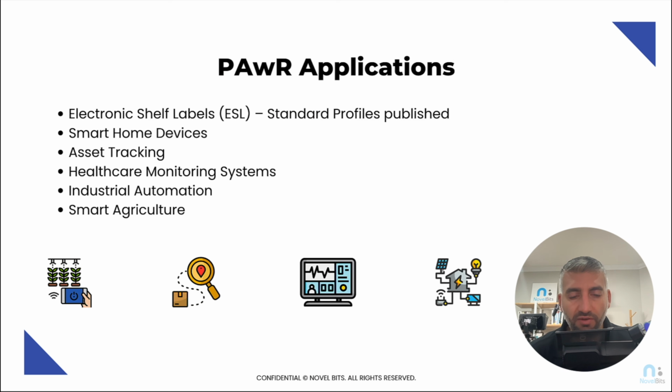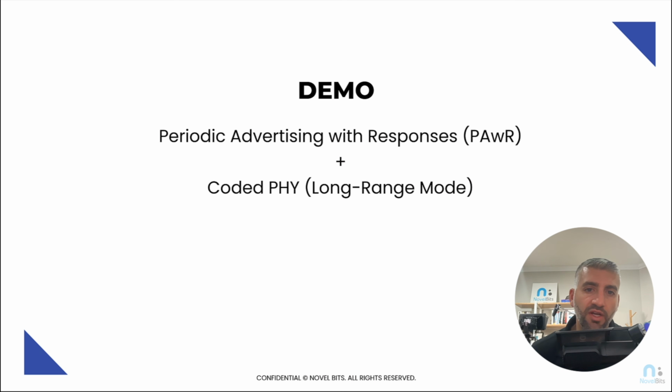The final thing I wanted to talk about before leaving you with a recording of a demo that I ran with PAwR is that the nice thing is that this can be paired with Coded PHY. And if you don't know about Coded PHY, don't worry about it. It's a standard or a method to be able to increase the range of Bluetooth Low Energy communication. And that can be used in both advertising and connections. So it can actually work in tandem with PAwR.